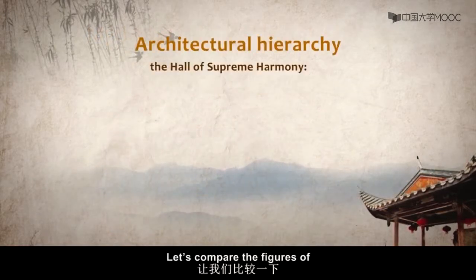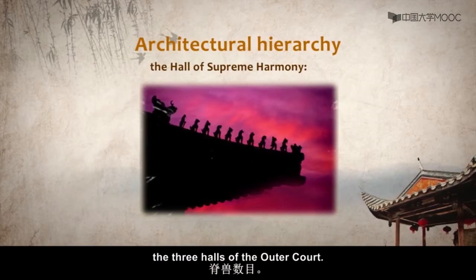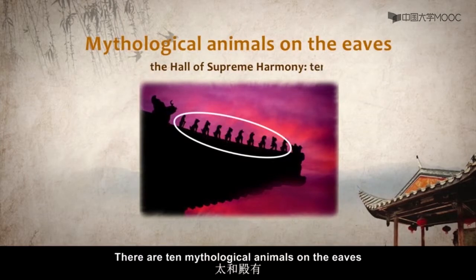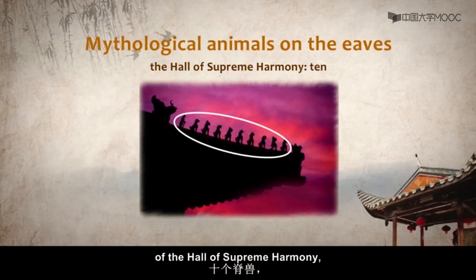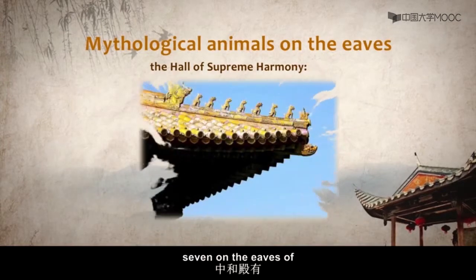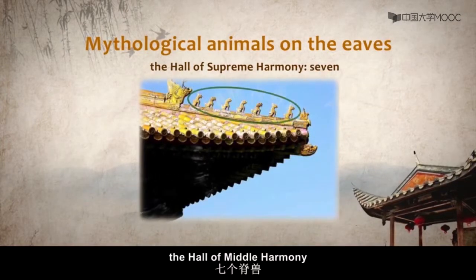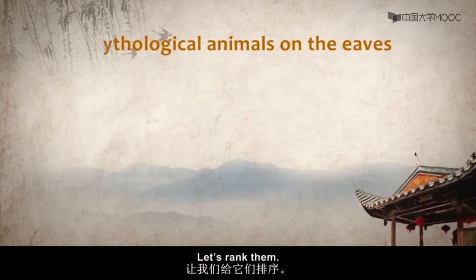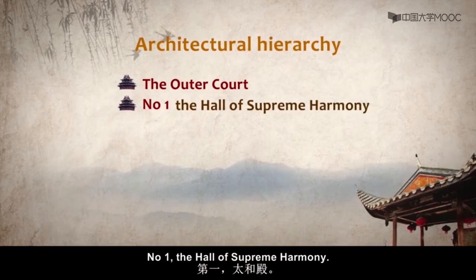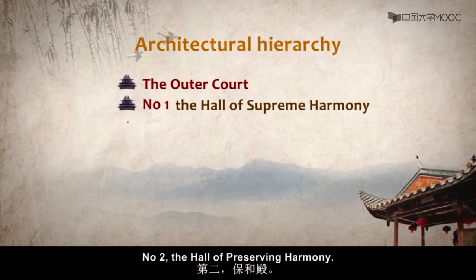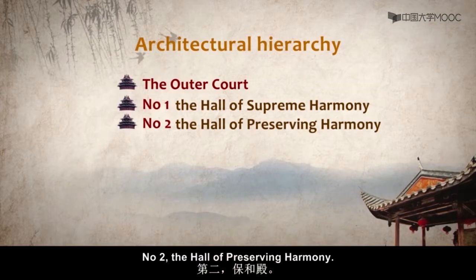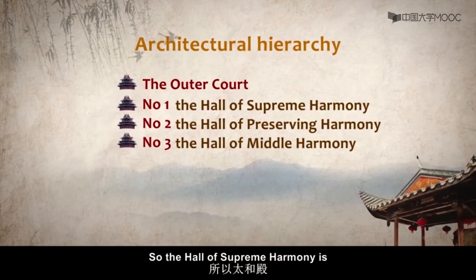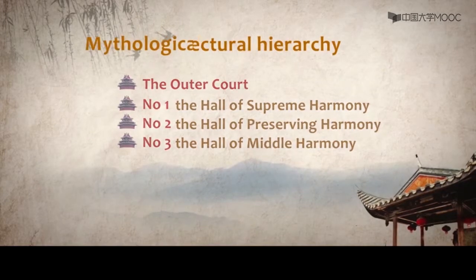Let's compare the figures of mythological animals of the three halls of the outer court. Let's look at the picture. There are 10 mythological animals on the eaves of the Hall of Supreme Harmony, 7 on the eaves of the Hall of Middle Harmony, and 9 on that of the Hall of Preserving Harmony. Let's rank them. Number 1, the Hall of Supreme Harmony. Number 2, the Hall of Preserving Harmony. Number 3, the Hall of Middle Harmony. So the Hall of Supreme Harmony is of the highest ranking.